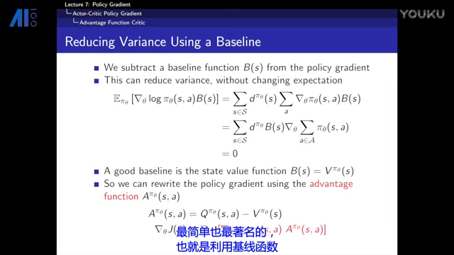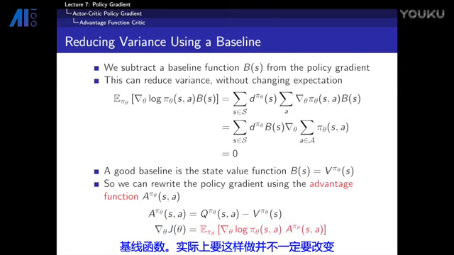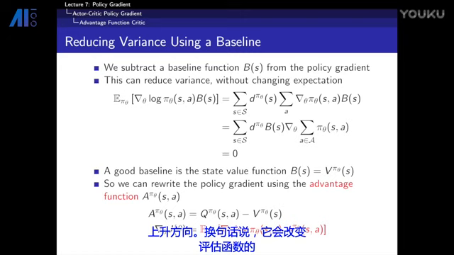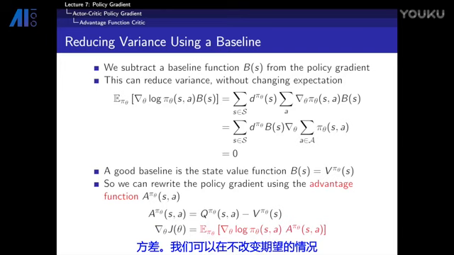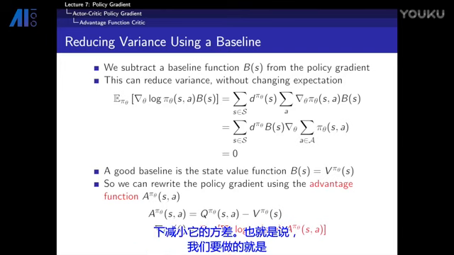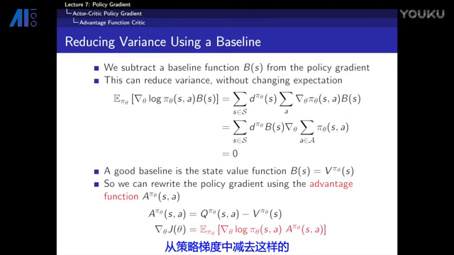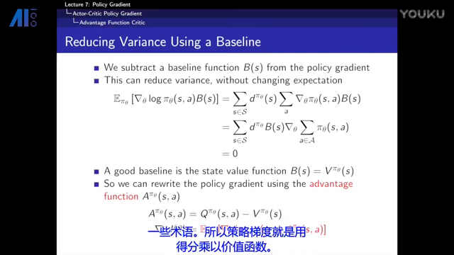So the first trick, and perhaps the easiest and best known trick, is to reduce variance using what's called a baseline. The idea is to subtract some baseline function from the policy gradient, and this can be done in a way that doesn't change the direction of ascent. In other words, we can reduce the variance of our estimator without changing the expectation. Our policy gradient was the score multiplied by the value function, and we're going to subtract off the score multiplied by some baseline function.